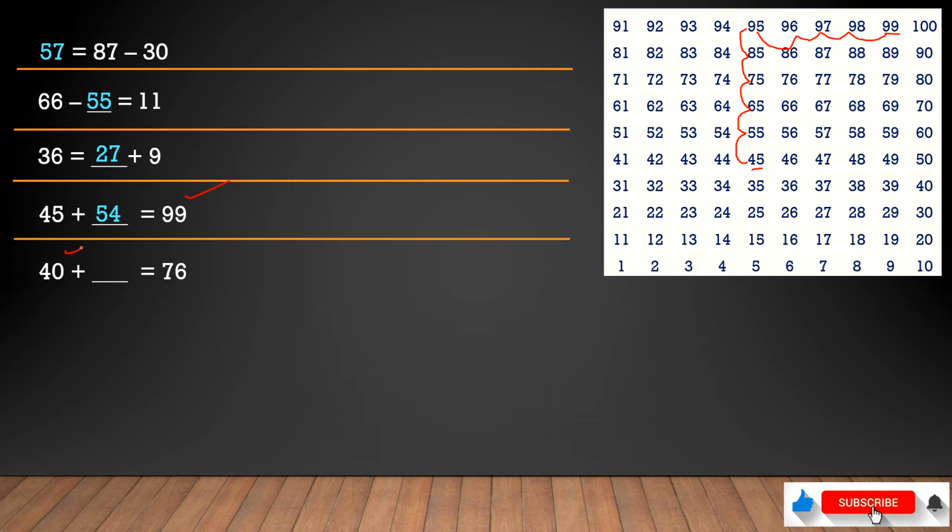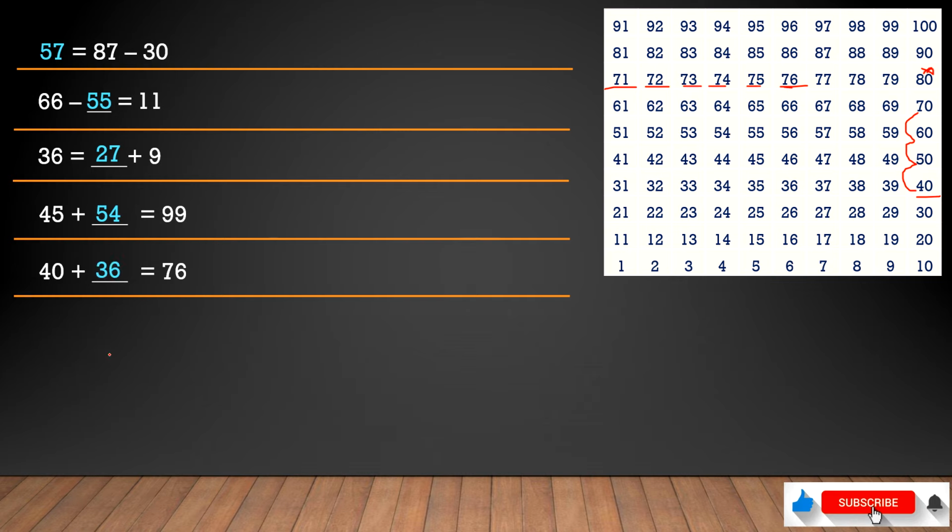Next example, in 40, how much do we have to add to reach 76? We mark these numbers. This is 40, we want to reach 76. So 10, 20, 30. We don't want to go past this, so we won't add 10 more. Now we'll start counting one by one. So 10, 20, 30, 31, 32, 33, 34, 35, 36. So the answer will be 36.